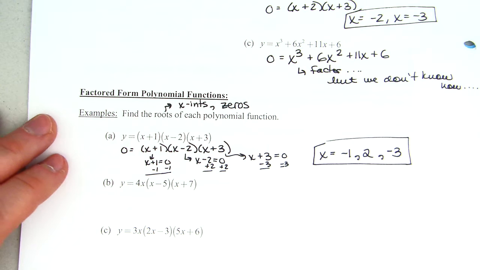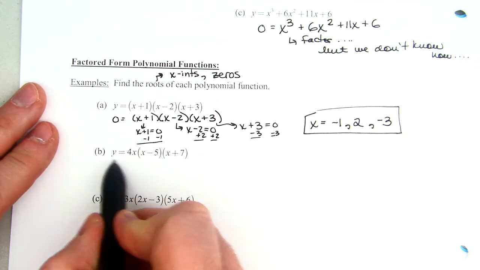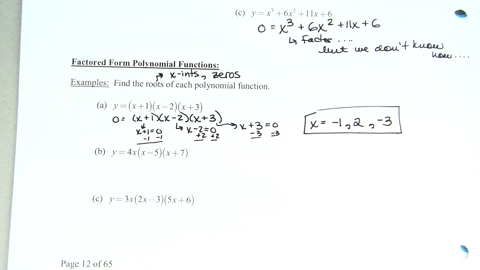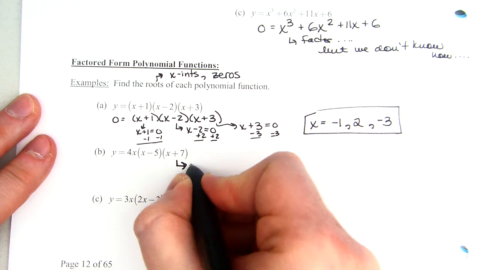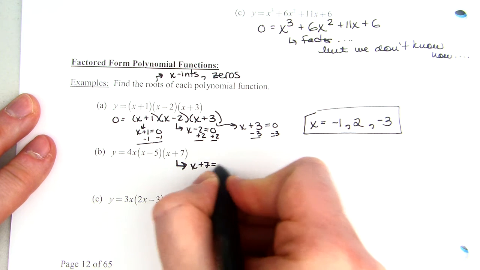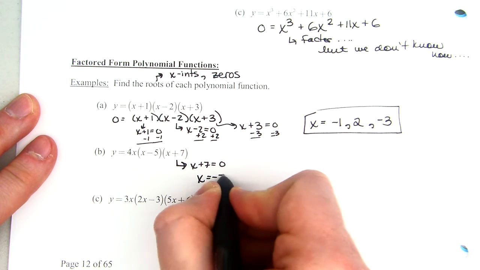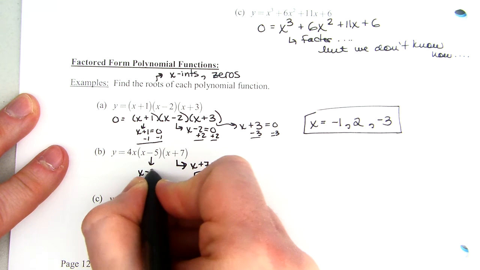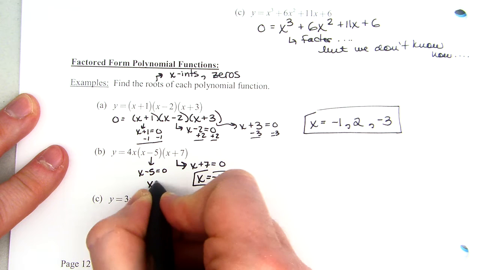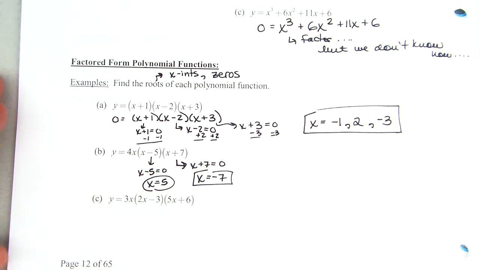See if you can do the same thing in letter B. Find the x-intercepts in letter B, please. Well, from over here, x plus 7 equals 0. You go solve that, you're going to get x equals -7. From over here, x minus 5 equals 0. You're going to go solve that. I'm getting x equals 5.